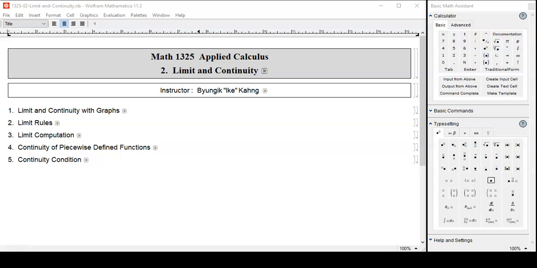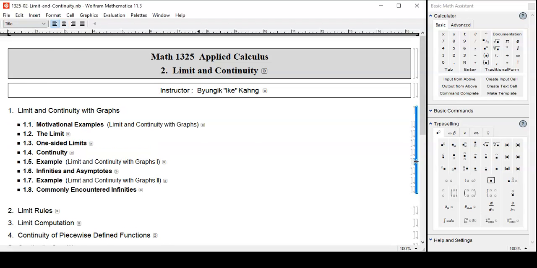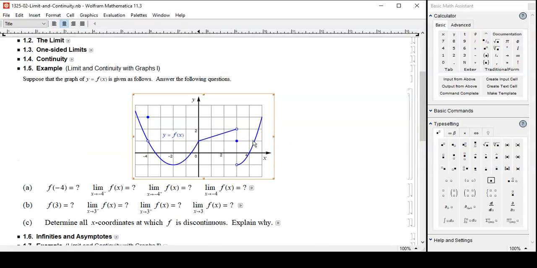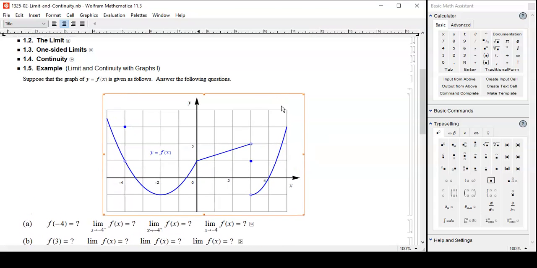Hello students, welcome back. Previously in section 1, we studied limit and continuity with graphs. With graphs, that's the key. We used to focus upon two types of graphs. Here's type 1, graphs with breaking, approaching from the left versus approaching from the right. Empty dot versus solid dot. Those kind of things.